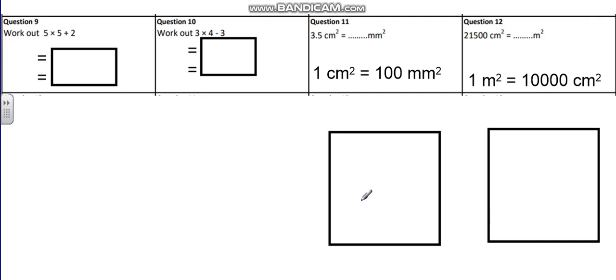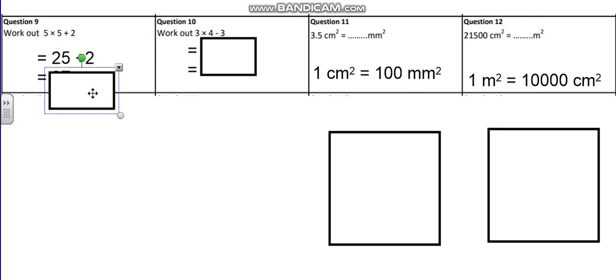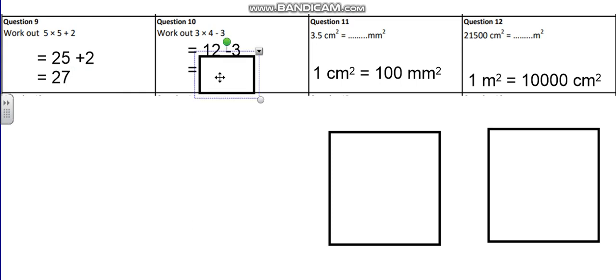Question 9. Nice straightforward BIDMAS. You need to do the 5 times 5 first, which is 25, then add the 2, which gives you 27. 3 times 4 is 12, take away the 3 is 9. Now, question 11 and 12.